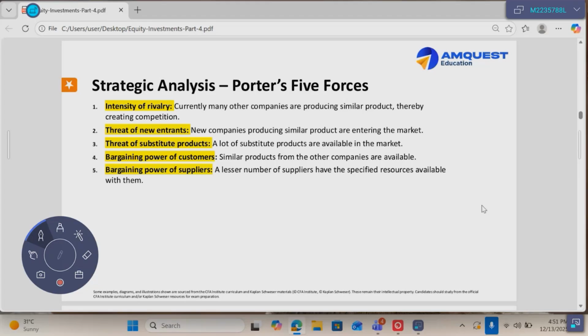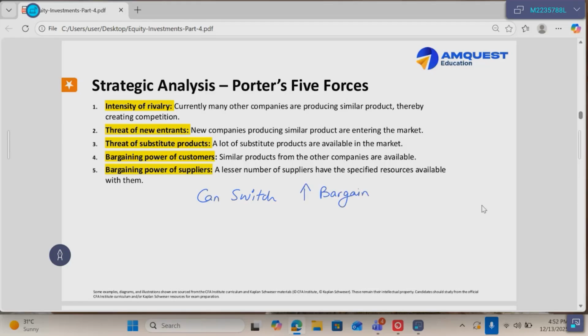Then what is the bargaining power of customers? If customers can easily switch, then the bargaining power is very high. You can write this down. If customers can switch, bargaining power is high. So in CFA, it is very important that you prepare your own notes because you will not have time to read all this content a day before the exam.